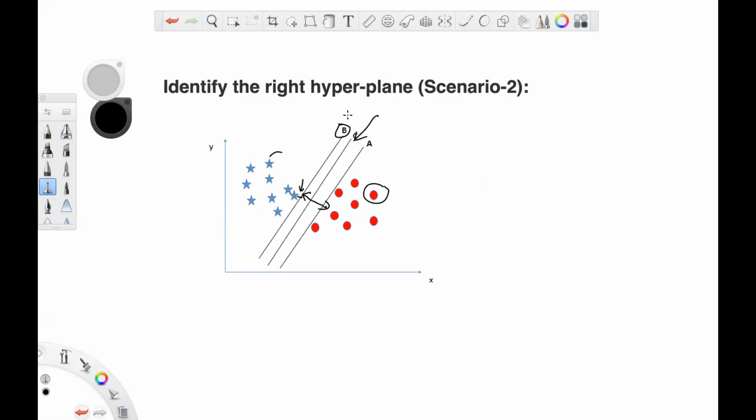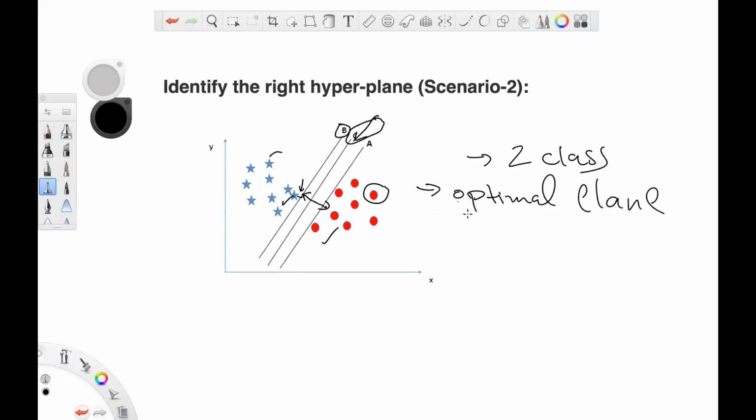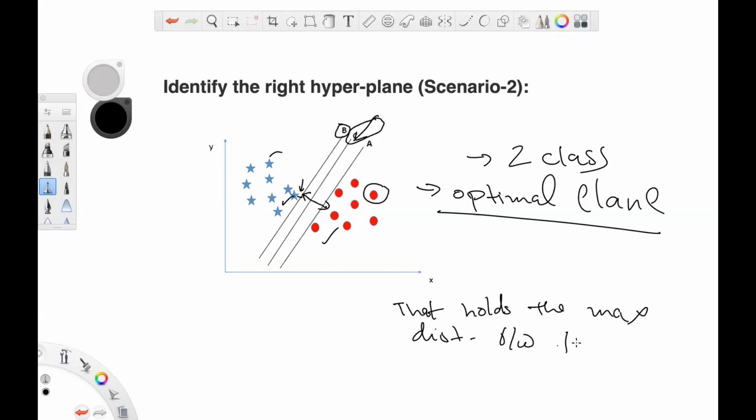So basically the goal of the SVM again is to find this middle hyperplane, or the C hyperplane, which is also called the optimal hyperplane, which has the maximum distance from both stars and red dots, or you can also call it the two classes. So the optimal hyperplane is the goal of the complete SVM. And what is the optimal hyperplane? That which holds the maximum distance between two classes.